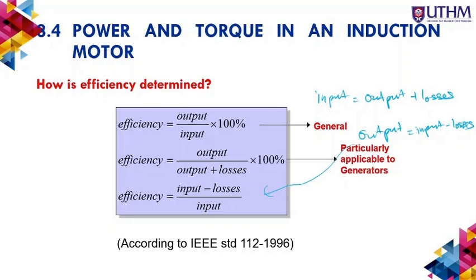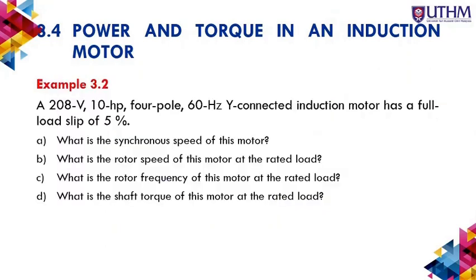So for the second one is the particular applicable to generator, and this one is applicable to the motor. So because motor we give the input to the motor, so generator we read the output lah. Okay, kita nak output dia lah, kita nak baca output dia. Okay, actually kita ada example.